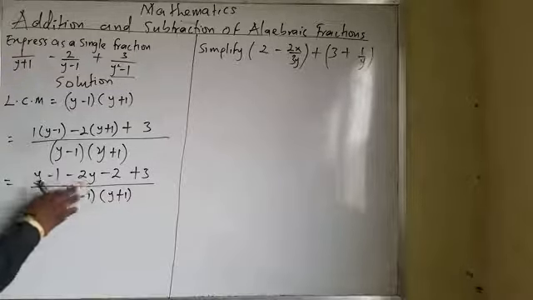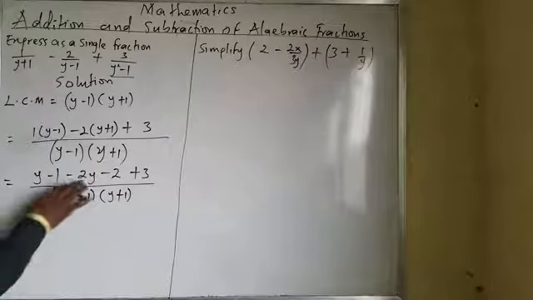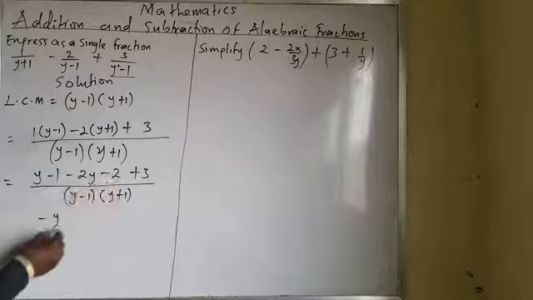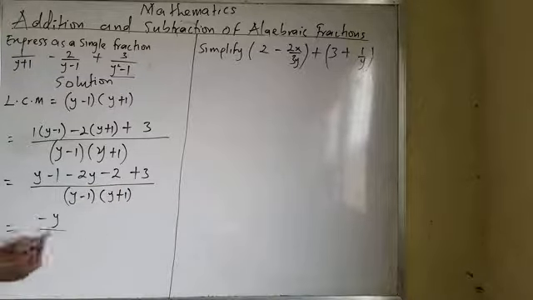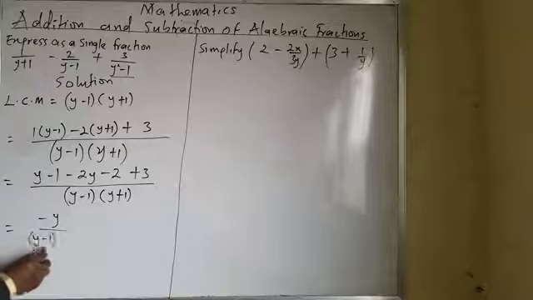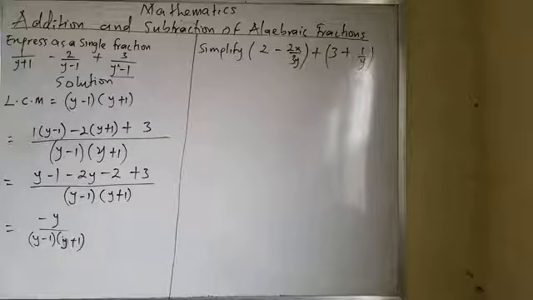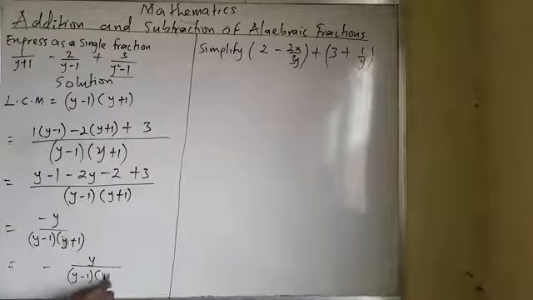This and this become minus y. This and this become 0. I don't need to write it as 0, so I will be having y minus 1 over y plus 1. Is there anything to do again? That is my answer, 1 bracket of y over y plus 1. That is my answer.